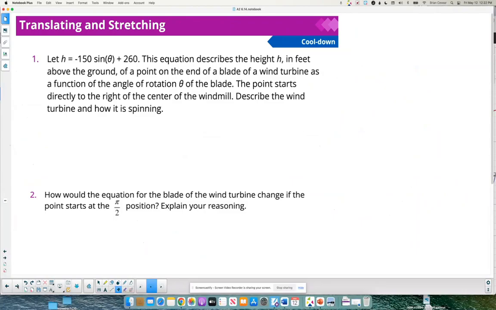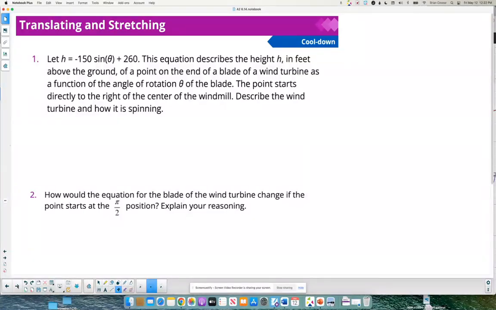All right, last two things. Cool down. So here's my function h. It describes the height h in feet above the ground of a point on the end of a blade of a wind turbine, as a function of the angle of rotation theta of the blade. The point starts directly to the right of the center of the windmill. Describe the windmill and how it is spinning.